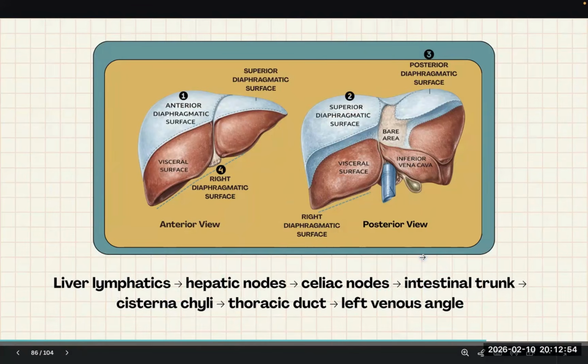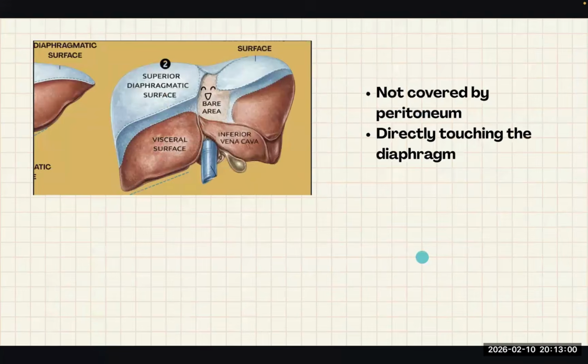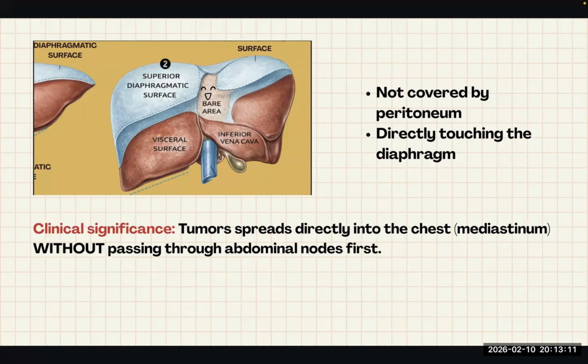Okay. Now, what's abnormal though? Do you guys remember my friend over here? The bare area, the guy that is not covered by peritoneum and is directly touching the diaphragm. Remember, we said that he is clinically important, and that's because infections and tumors from the liver, since they're touching the diaphragm right away, are going to spread to the chest and the mediastinum without going through the abdominal nodes, right? We mentioned that. You guys remember that? That is a high yield. Okay, so keep that in mind.